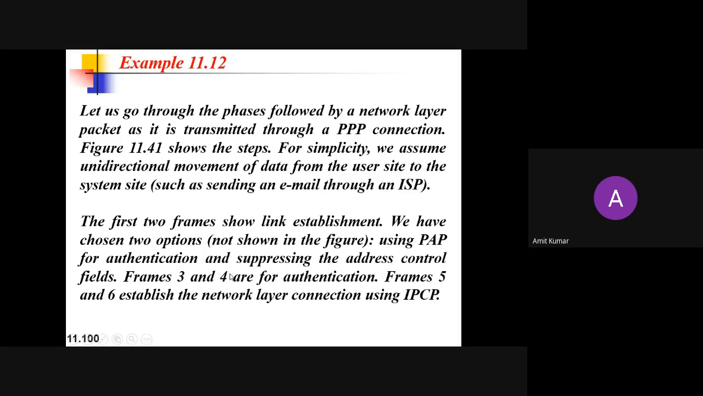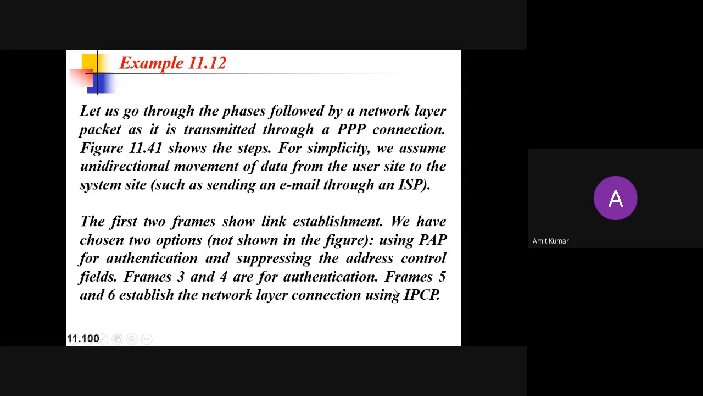So the first two frames show the link establishment. So the first phase is establishment. Then second will be the authentication if it is required. So here we are using the authentication. Here you are using the PAP for the authentication and suppressing the address control field. And frames third and fourth are for the authentication. Once authentication is done, you will move to the network layer. Then fifth and sixth will be for the network layer connection using the IPCP protocol.